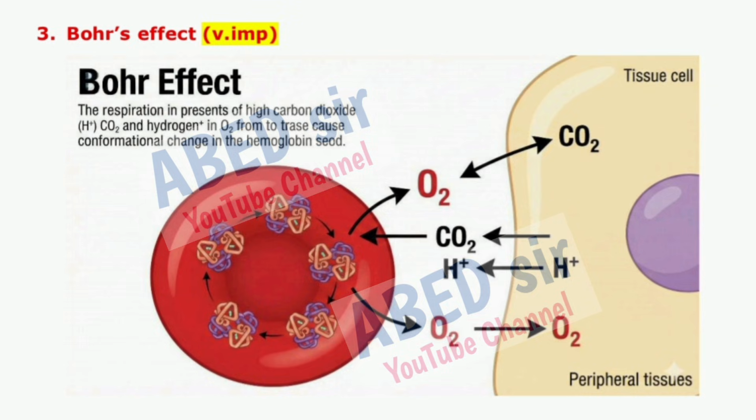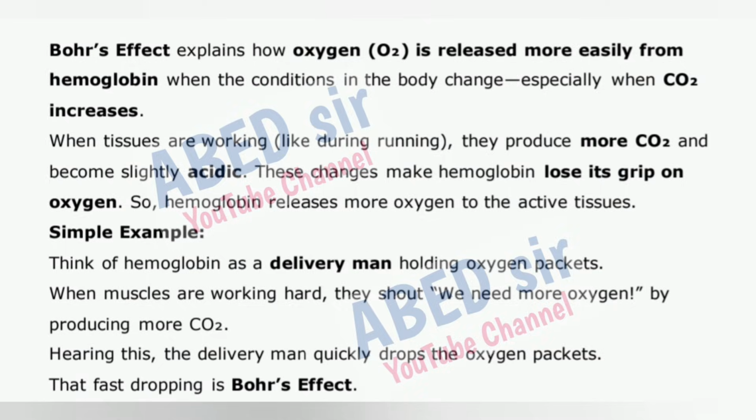Next important short question is 3. Bohr's effect. Bohr's effect explains how oxygen, O2, is released more easily from hemoglobin when the conditions in the body change, especially when CO2 increases. When tissues are working, like during running, they produce more CO2 and become slightly acidic. These changes make hemoglobin lose its grip on oxygen. So, hemoglobin releases more oxygen to the active tissues.